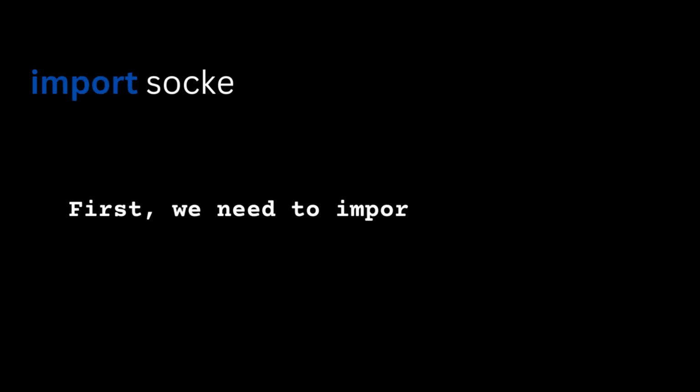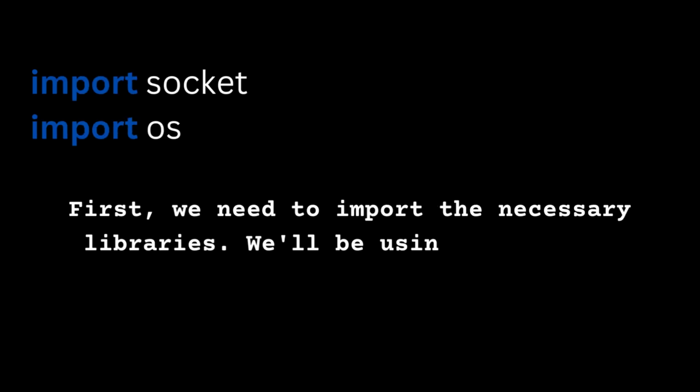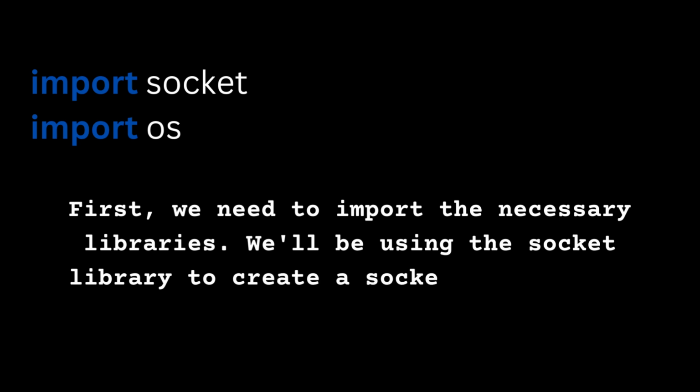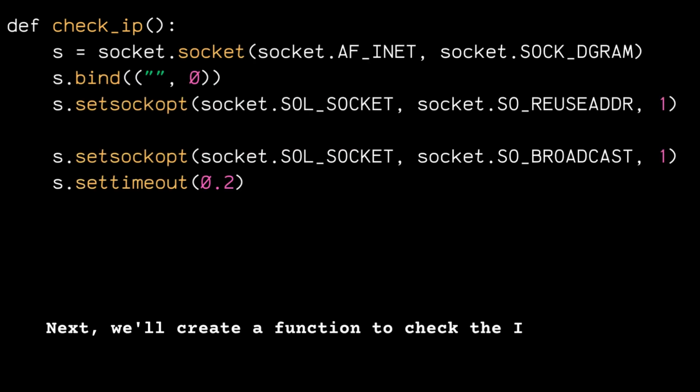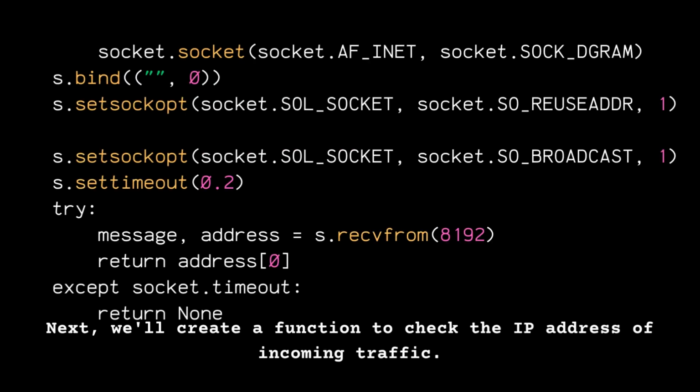First, we need to import the necessary libraries. We'll be using the socket library to create a socket, and the os library to execute system commands. Next, we'll create a function to check the IP address of incoming traffic.